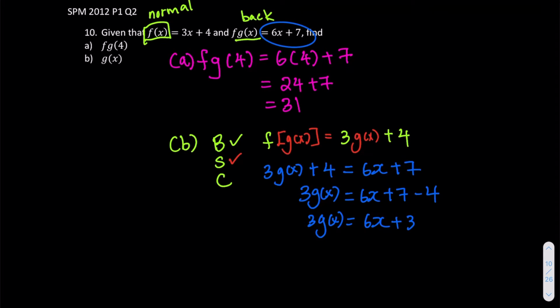Then what should we do next? When you're together, you are times. When you go there, you become divide. So g of x is everything divided by 3. So we have 2x plus 1. And we are done.